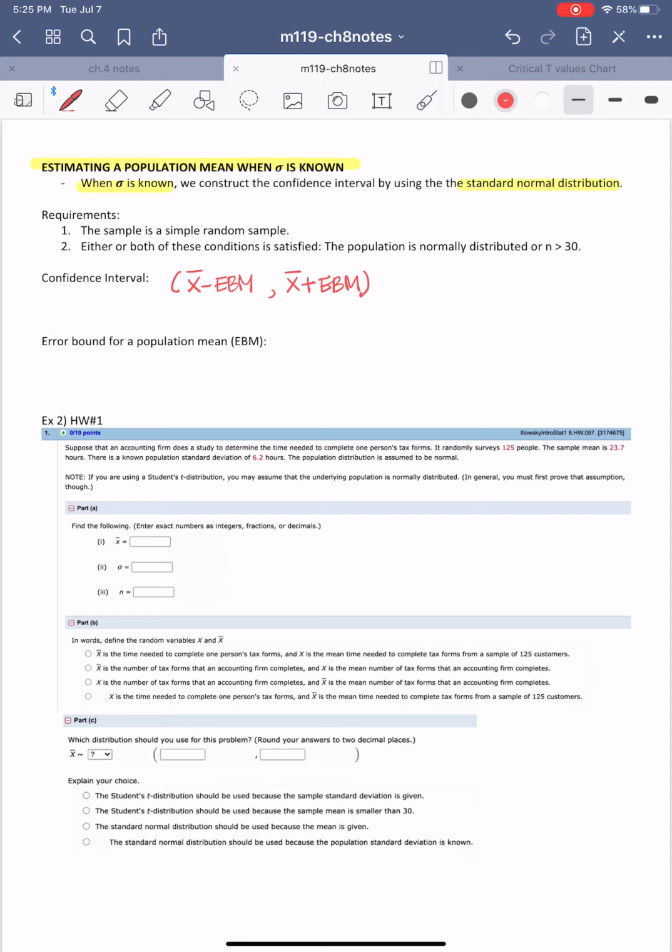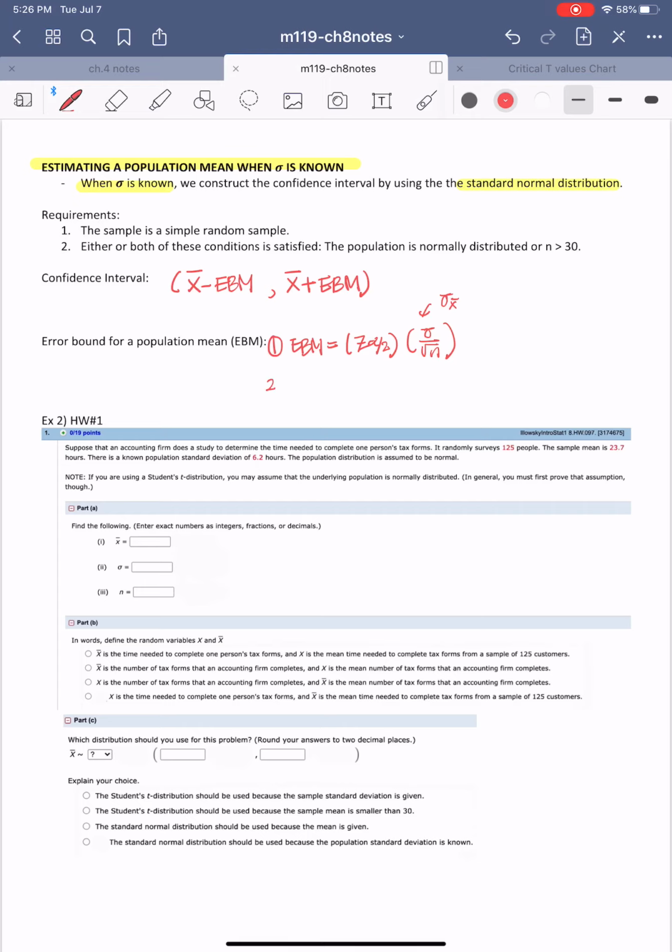What is an error bound for the mean? How do we calculate it? There are two ways to calculate it. First, by formula. EBM is calculated using your critical value z alpha over 2 times sigma over square root of n. Recall this from chapter 7 on the central limit theorem. This was your sigma x bar, the standard deviation of the mean, right?